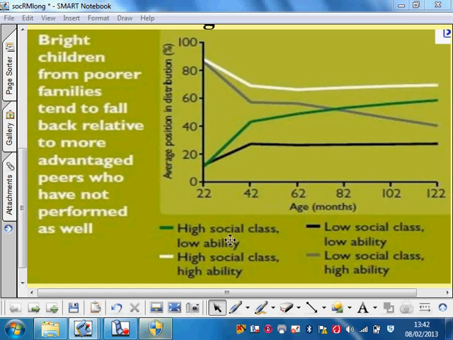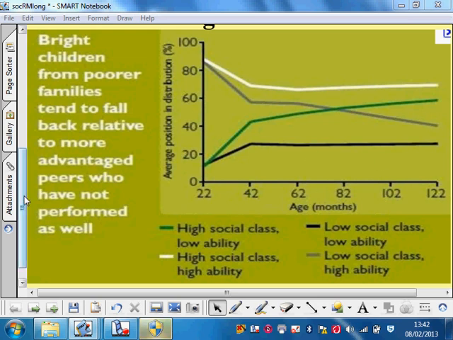What you see is that these kids here, the green, high social class, rich, posh, but not very clever, they rise up. They improve a lot over the course of the first 6 years of school. Compared to here, the grey line. Low social class, high ability. These are kids who are poor but clever, and they sink down.